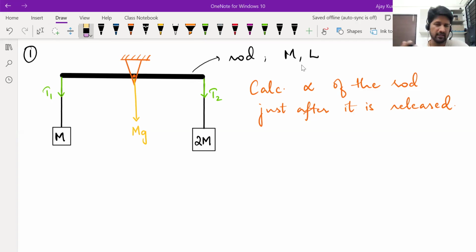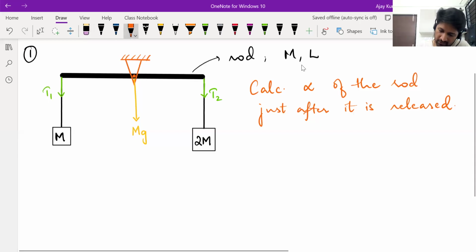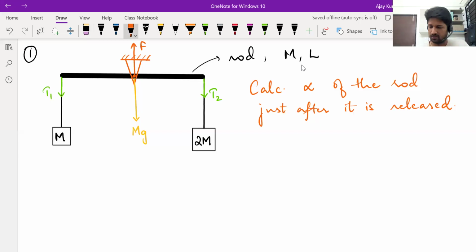Fine. And any other forces acting on the rod? The force exerted by the support. Because if these three were the only forces acting on the rod, it would fall down. Okay, there will be a force exerted by the support as well. We don't know how much it is, and we don't need to know also. If required, we can find out. Okay, but as of now, we don't need. Fine.